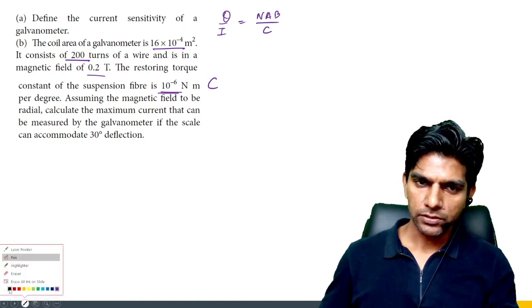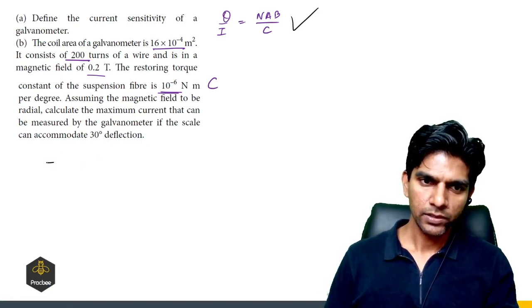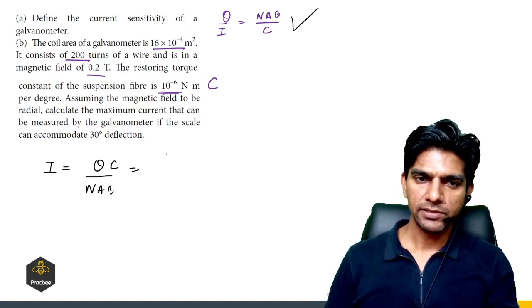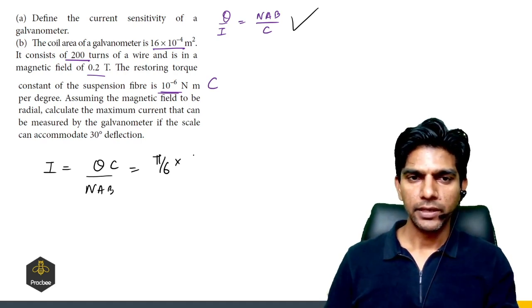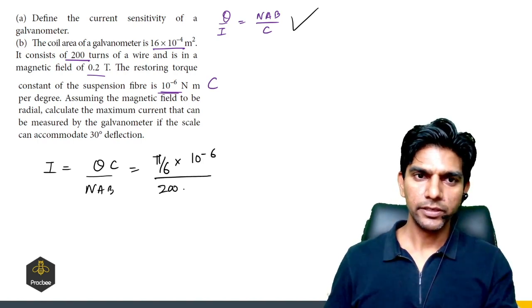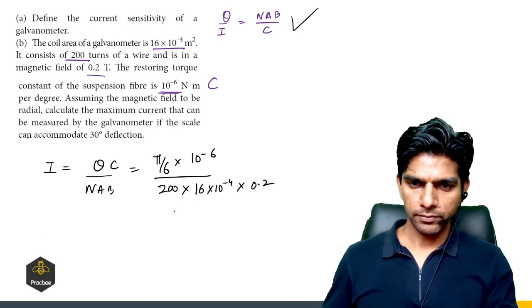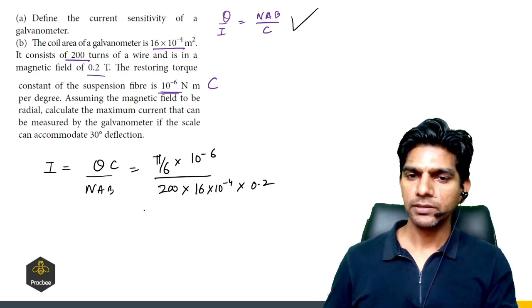So we have been given the deflection. What is the maximum current that can be measured? We can apply this formula. So I will be theta C divided by NAB. Theta is given as 30, so we can write theta in terms of radians, so it will be pi by 6. And C is 10 raised to power minus 6. The number of turns is given as 200, the area is 16 into 10 raised to power minus 4, and the magnetic field is 0.2. Right? Now from here we can find the current in amperes. By simplifying this, we'll get the answer.